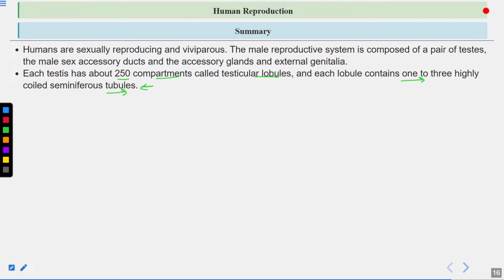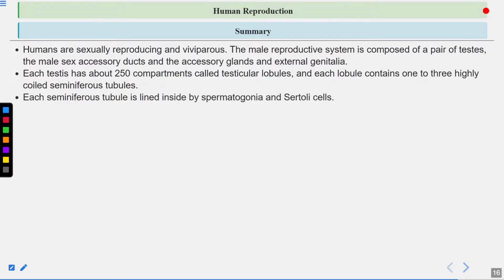Now, each seminiferous tubule is lined inside by spermatogonia and the Sertoli cells. So, on the inner side of the seminiferous tubule, spermatogonia, which are diploid cells, are present. Meiosis occurs in spermatogonia and haploid spermatozoa are formed. Then Sertoli cells provide nourishment to the male germ cells. They also provide nourishment to the sperms as well. To the outside, in the interstitial spaces, Leydig cells or interstitial cells are present.